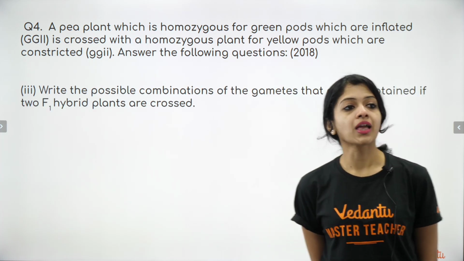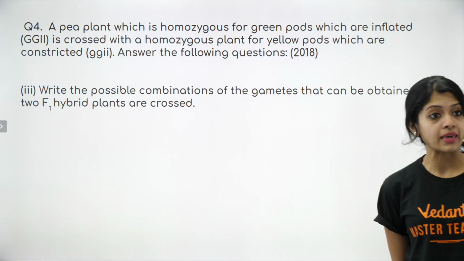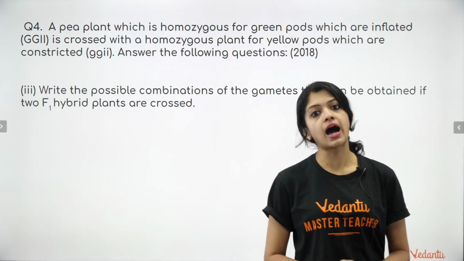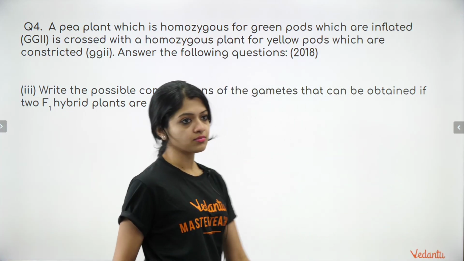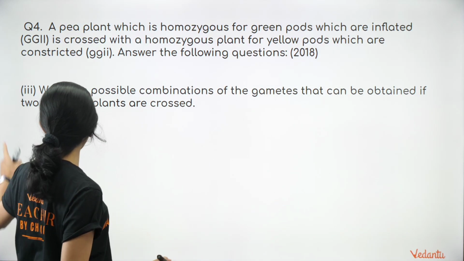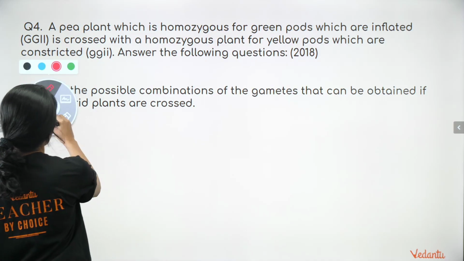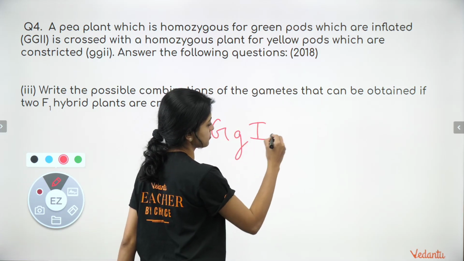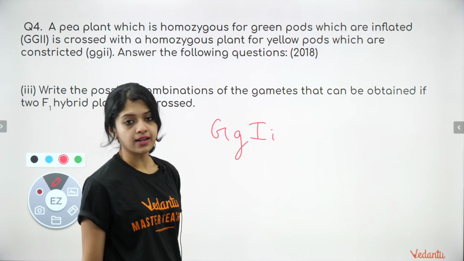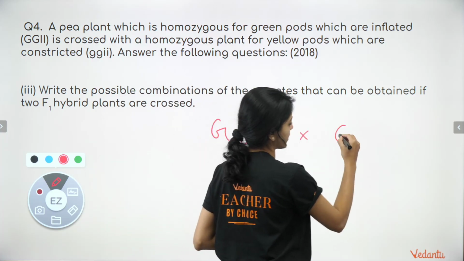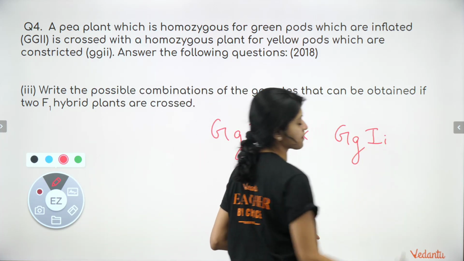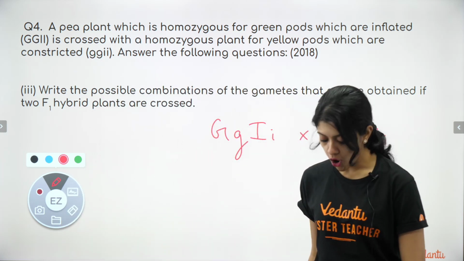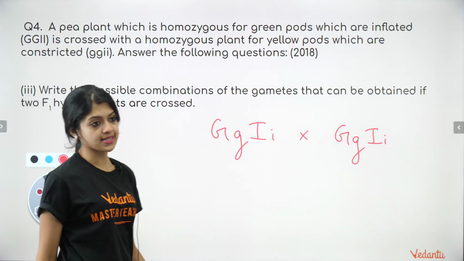Third one. Write the possible combinations of the gametes which can be obtained if two F1 hybrid plants are crossed. Possible combinations of gametes. Two F1 hybrid plants are crossed. So who are the parents here? F1 we have seen are these, right? So in this case, this is one parent and this is the other parent. When these are crossed, what are the types of gametes you would get?